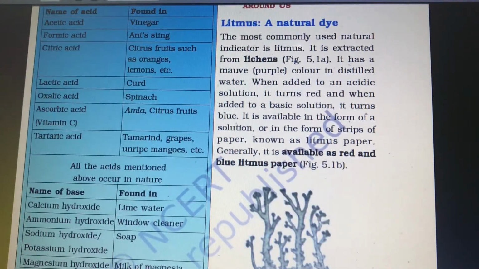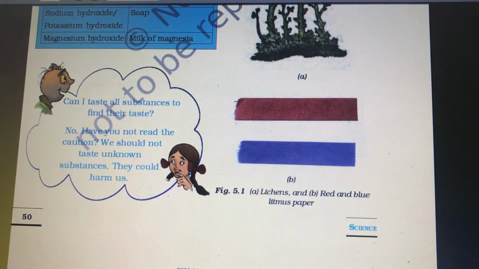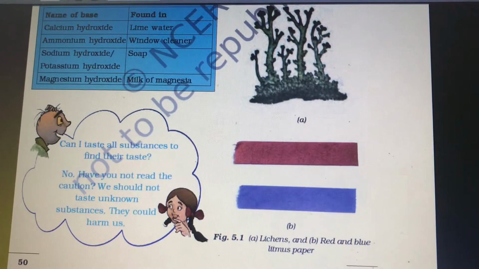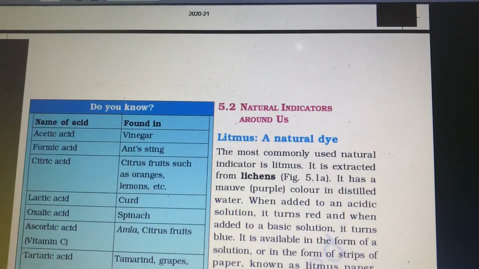Then we have natural indicators and chemical indicators. Before that we have a natural indicator, that is litmus. This is the commonly used natural indicator. It is extracted from lichen. Lichen is a fungus, and from this the solution is extracted. When it is added to an acidic medium, it turns red, and when it is added to a basic medium, it will change the color to blue. It is available in the form of strips also, and we have it in the chemistry lab.